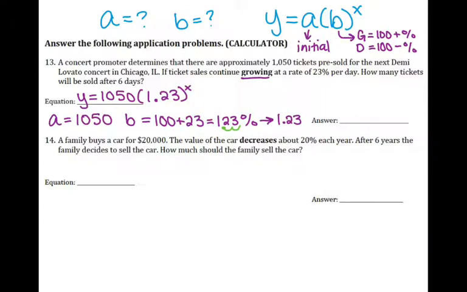And once I have my equation, I can go ahead and answer the question. And to answer the question, I am going to take my 6 and I'm going to plug it in for x. So in my calculator, this is what I am typing in. 1050, 1.23 to the 6th power. So let me type that in.